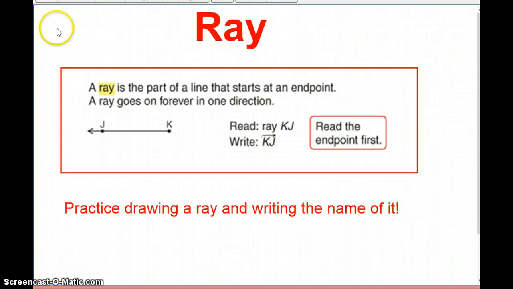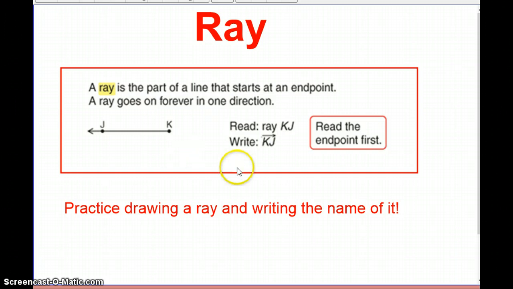Great. Okay, then the next word we looked at was ray. Ray is also part of a line, and it starts at an end point, but then it goes on forever in one direction. So it's kind of a combination between a line segment and a line, because in one direction it goes forever, the other direction it stops. It has an end point.